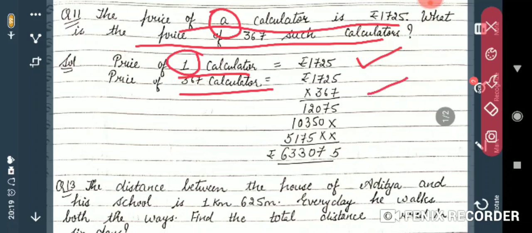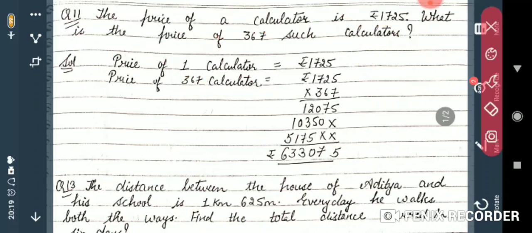You have to multiply. The price of one calculator is given, 1725. So what will be the price of 367 calculators? What will you do? 1725 multiplied by 367. Why will we multiply? Because the price of one calculator is given and the price of more than one calculator is asked in the question.